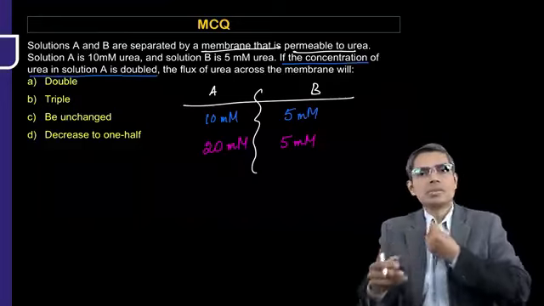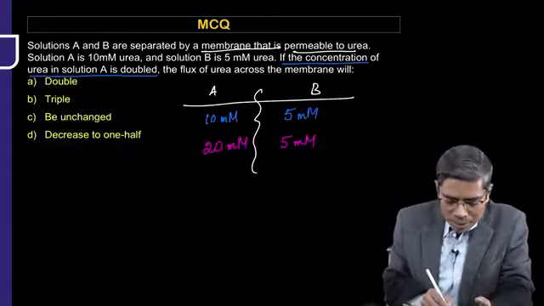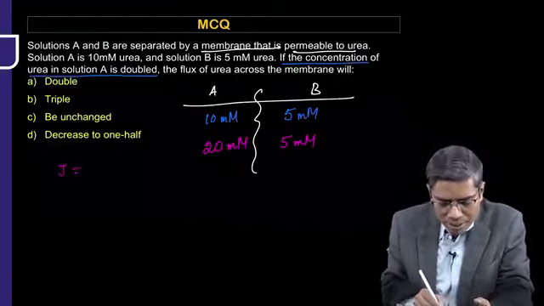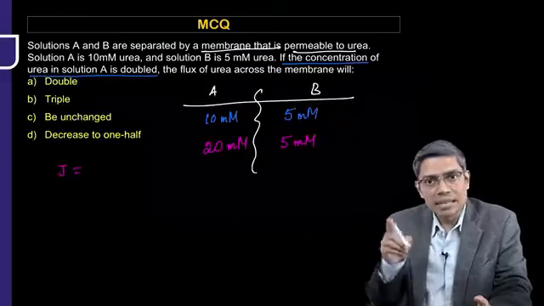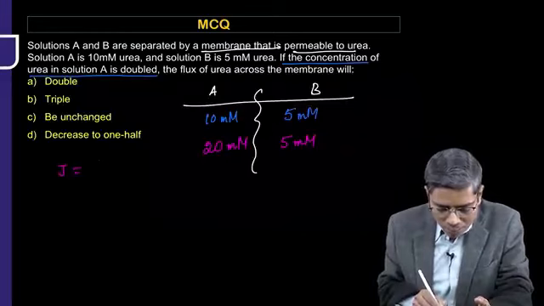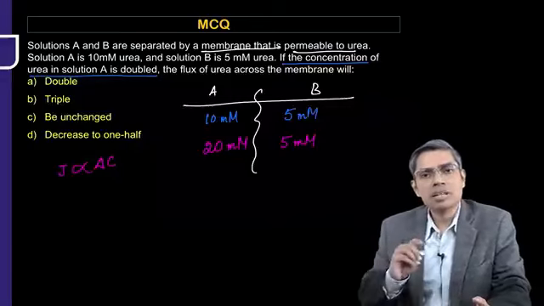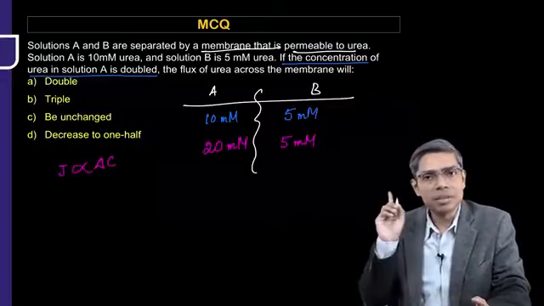Urea is passing through the simple membrane, so it's a simple diffusion process. We just learned that the simple diffusion rate J is calculated based on D A delta C upon X. So if every other parameter is constant, it is directly proportional to delta C. So this J, or rate of diffusion, is directly proportional to the concentration difference between two sides of the membrane.